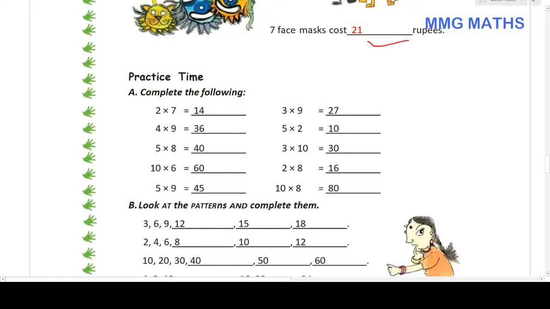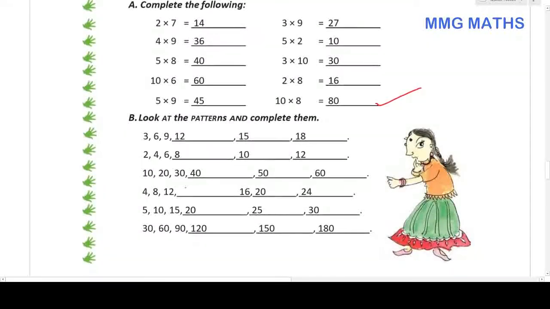Complete the following. So here we have some tables. You have to write these tables in your notebook and you must learn the tables also. Now look at the pattern and complete them. Children, look here: 3, then 6, then 9, then 12. So here you can see we have the table of 3. So here you will fill 12, 15, 18.